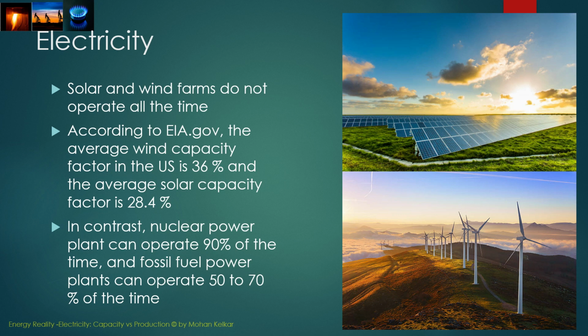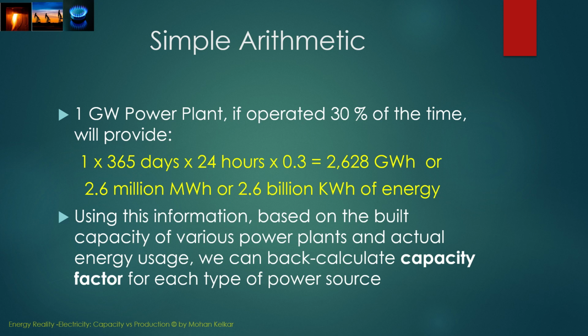We can use the real world data to compare the capacity factors of different energy sources with respect to what the theory offers us. Very simple arithmetic will provide us with enough background information. If you have a 1 gigawatt power plant and if you operate it 30% of the time, then over a 1 year period, it will provide us with 2,628 gigawatt hours of energy, or 2.6 million megawatt hours of energy, or 2.6 billion kilowatt hours of energy.